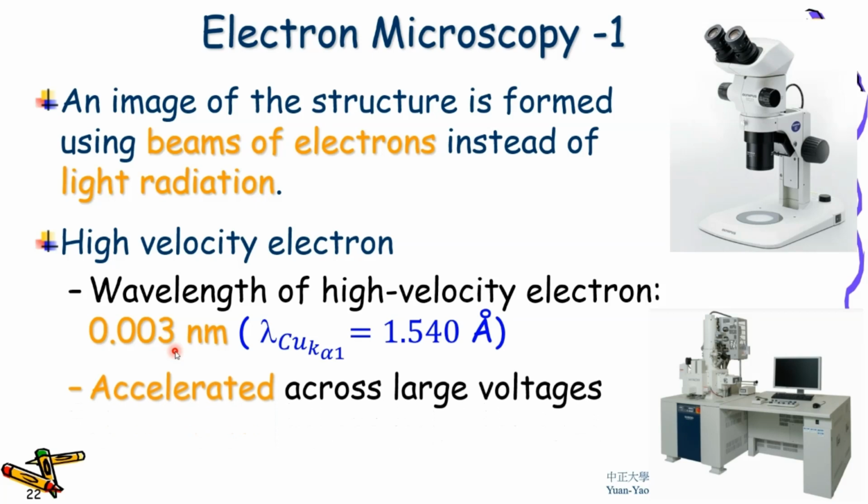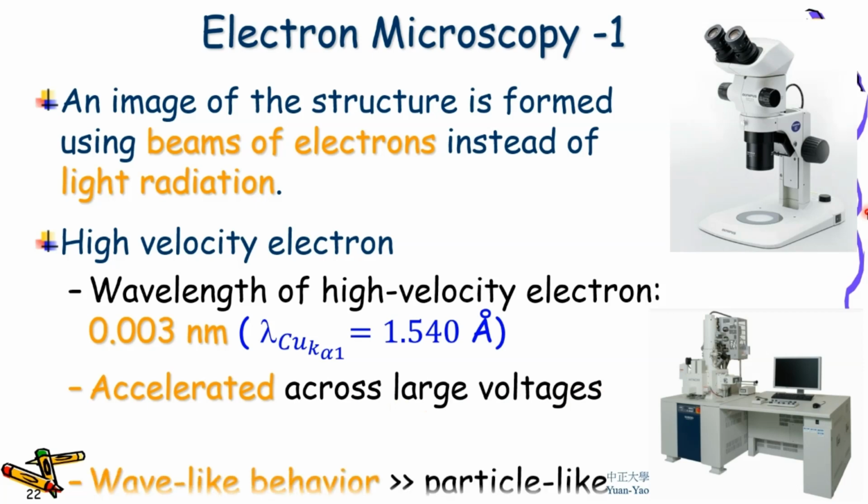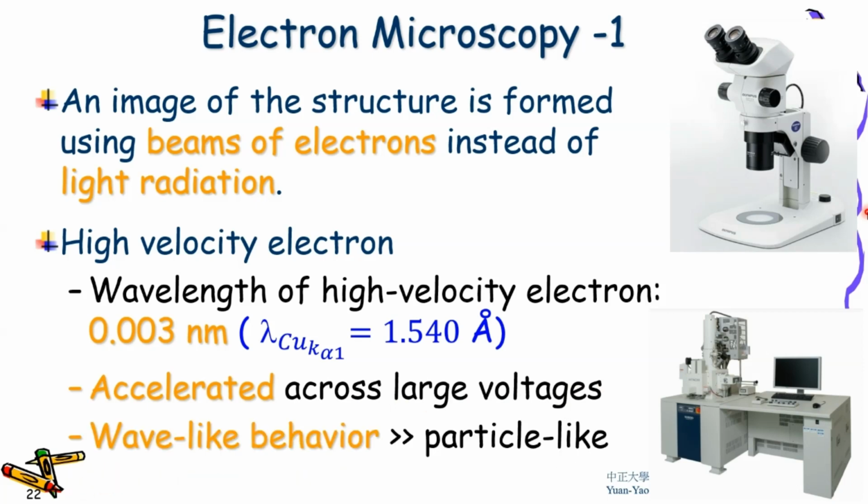Also, you can tune the speed of the electron. You cannot change the speed of light, but you can change the speed of the electron. By what? By applying a voltage potential, right? So you can accelerate or decelerate it across the voltage. And at that time, because the wavelength is very, very small, the wave-like behavior will be much, much greater than the particle-like behavior.